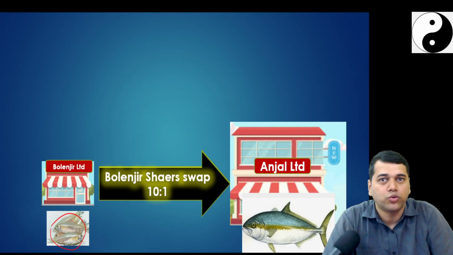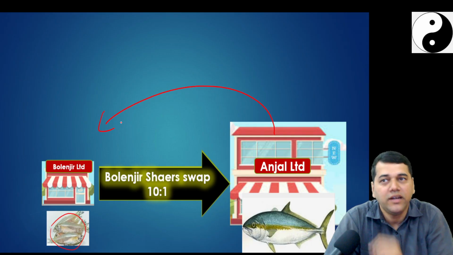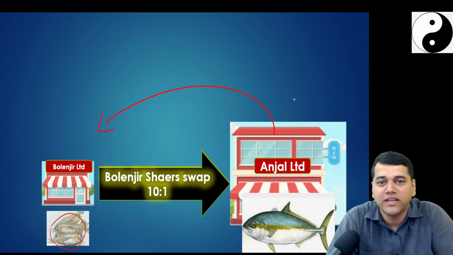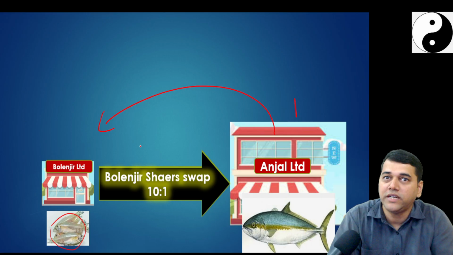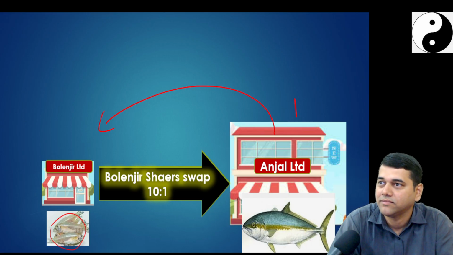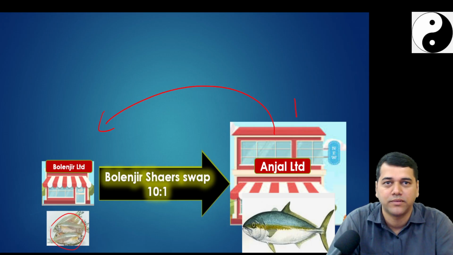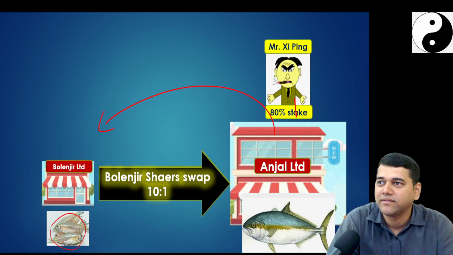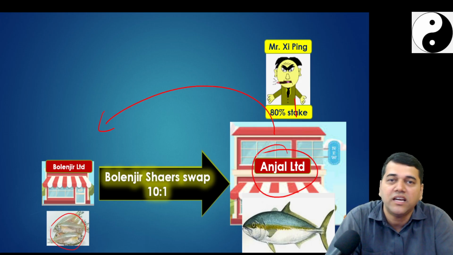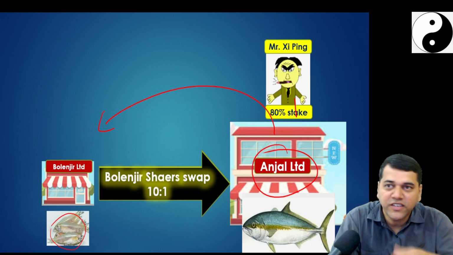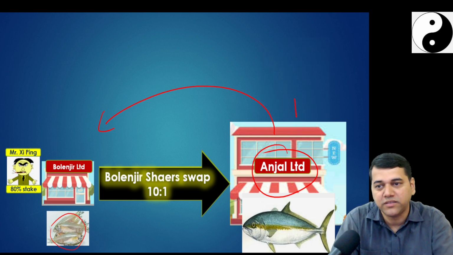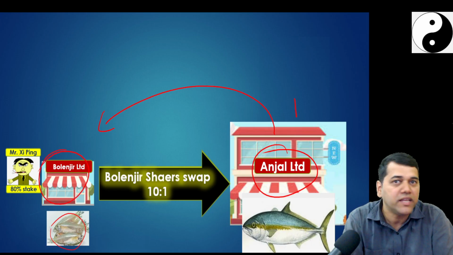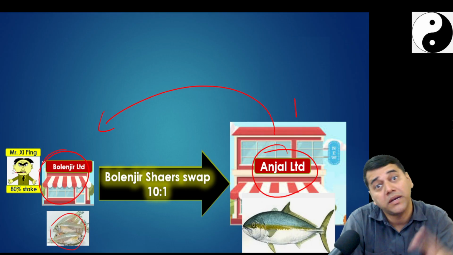Now, they acquire this company. In return, they will not give cash. They will give shares. How much? For every single share, this company issues 10 shares. It's a complete share swap ratio. Now, before that, there was one person who was holding an 80% stake in Anjal Limited. After this swap, this person started to hold 80% in Bollinger Limited. That means the acquirer himself gets acquired by the owner of the acquiree.